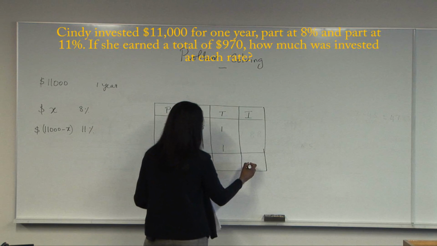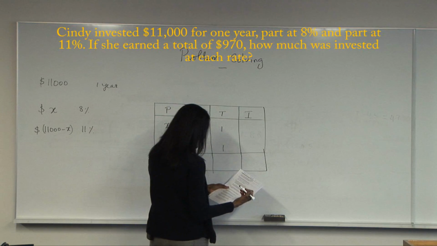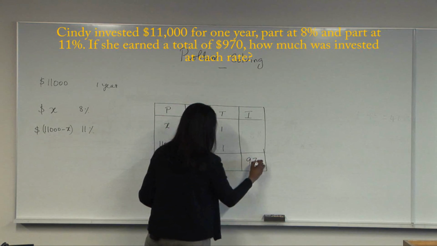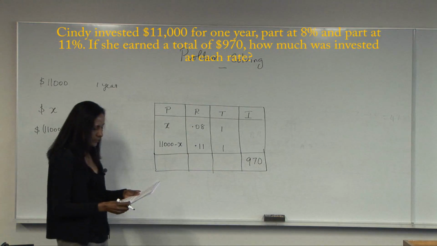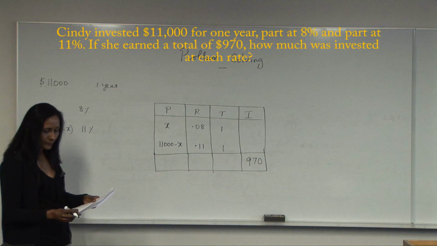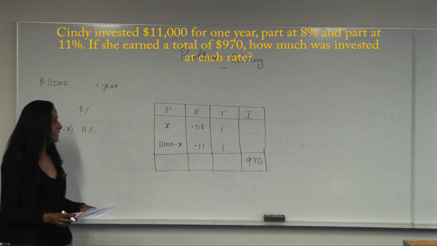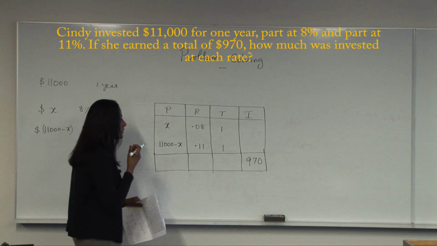Right? The total interest is $970. And then you are asked to find out how much was invested at each rate. So let's solve this problem.